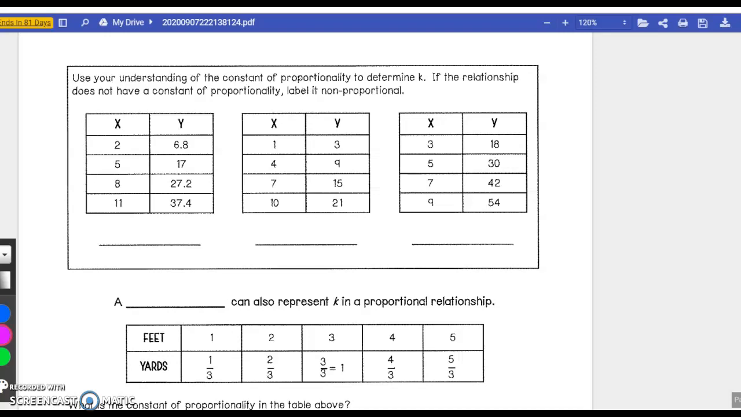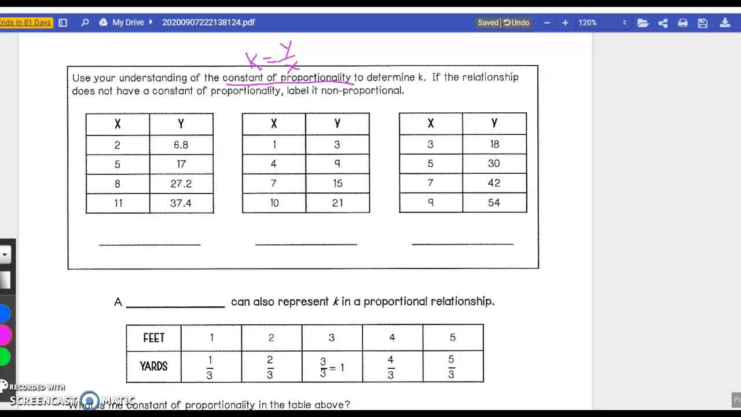Okay, to finish up our thoughts on proportionality and tables, let's focus on what tables can tell us about that constant and about being proportional. So it says use your understanding of the constant of proportionality. Remember that's a k. We find it by going y divided by x. If the relationship doesn't have constant proportionality, label it as non-proportional.